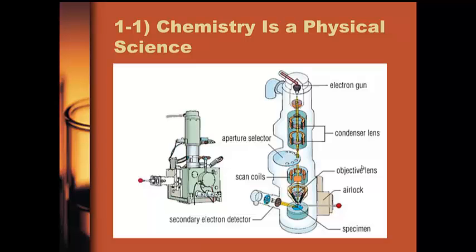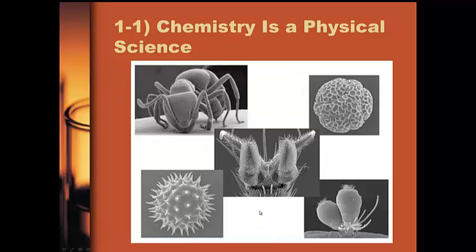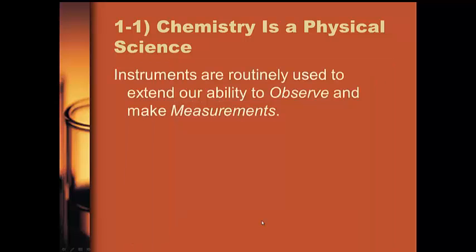Here's a basic diagram of an electron microscope. It has things like an electron gun and a lens, but instead of light going through and illuminating the object, the electrons hit the object, bounce off, and get shot back to the lens. Here are a couple of pictures of objects that were taken using an electron microscope.